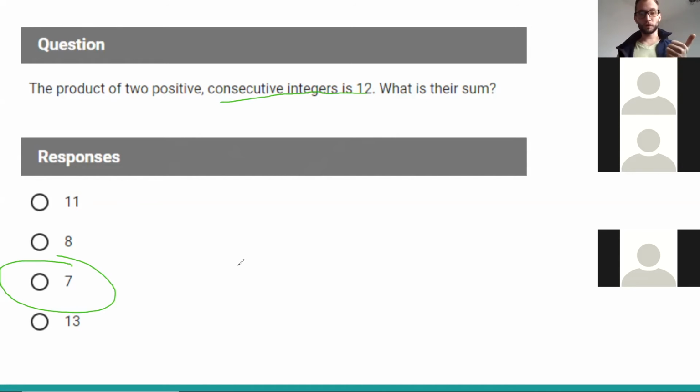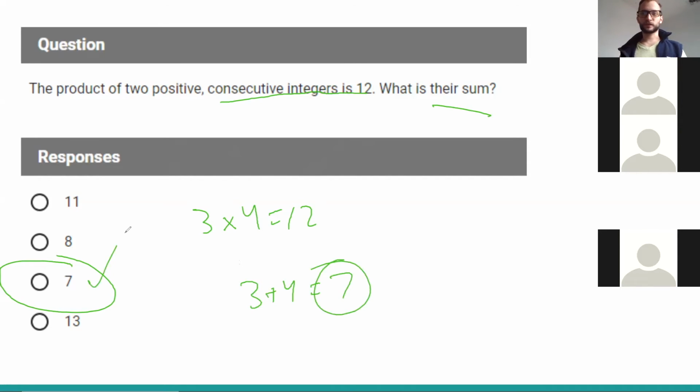Well, 1 and 12, they're not consecutive. 2 and 6, not consecutive. So it has to be 3 times 4, because 3 times 4 gives me 12. And then what is their sum? 3 plus 4 add up to 7, so my answer is C. Remember here, product is just multiplication. So you have to multiply those two numbers, and they have to give me 12. And then sum means you add them up afterwards. So my answer here is 7.